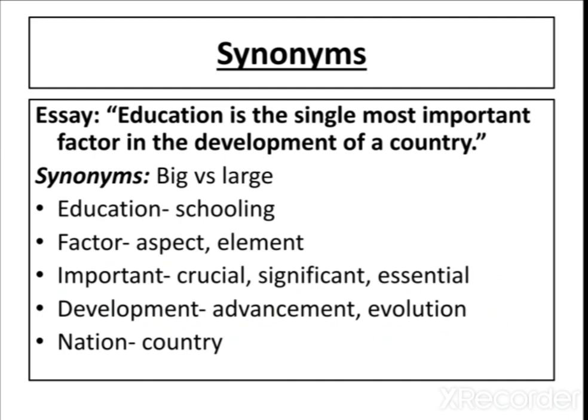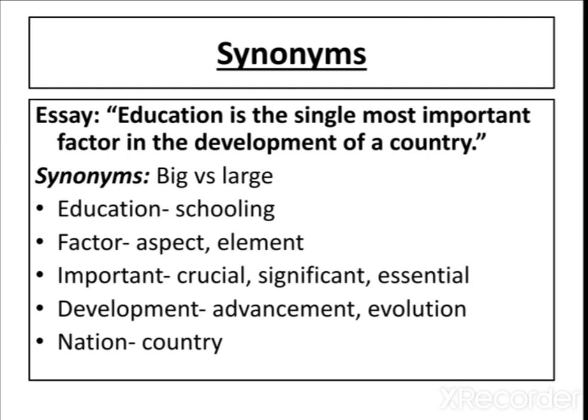Schooling. Okay, so we could change the word education to schooling. Schooling is the single most important factor in the development of a country. So now, what's another word we can change? Well, maybe most important. Instead of using the words most important, we could use most significant or most essential or most crucial.